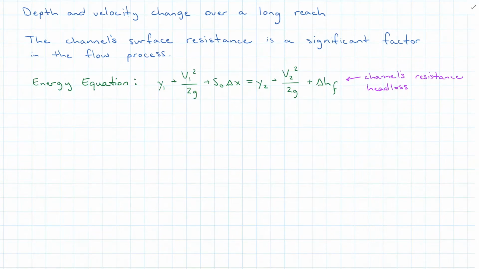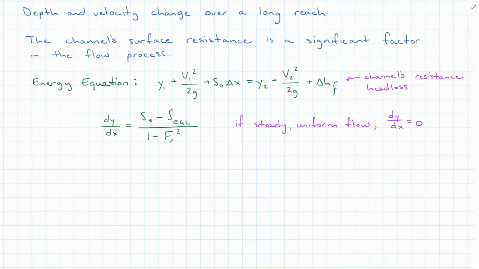If I take this modified energy equation and rearrange it, I will get the change in y over x is the bed slope minus the slope of the energy grade line, all over 1 minus the Froude number squared. If we have steady uniform flow, where the change in depth of the water at all points matches the slope of the bed, then dy over dx is equal to 0.